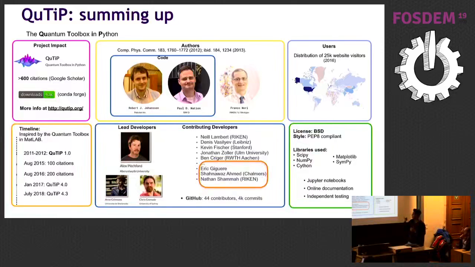Right now, we have several developers, but Alex Pitchford is one of the lead developers now. And we have Eric, Nathan Shammah, and myself. We try to get the word out and help a lot. Eric is the one who has completely rewritten the stochastic equation solver. He's doing a lot of these active projects, and he's also going to be a Google Summer of Code mentor for some of these projects.